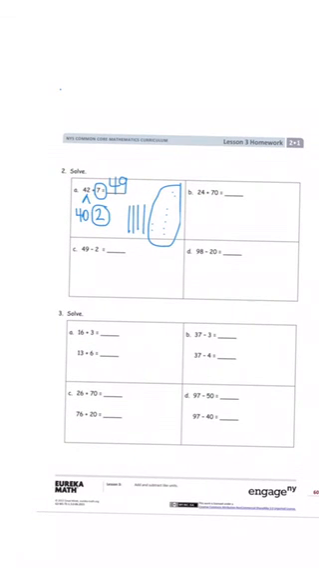Down here for number 3, your must-do problems are letters A and D. So if you guys want to complete all 4 of those, you can, but the must-dos, I'm going to circle in red, are letter D and then letter A. You do not have to draw a picture with these, but be careful to look and see if you are subtracting the tens or the ones, because remember, our objective today was to add and subtract like units.